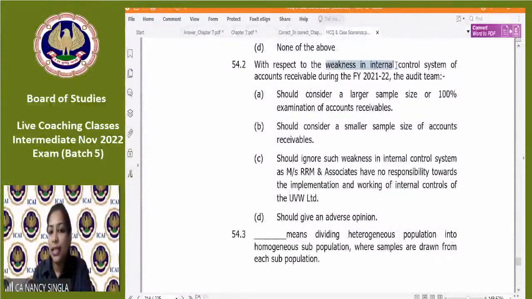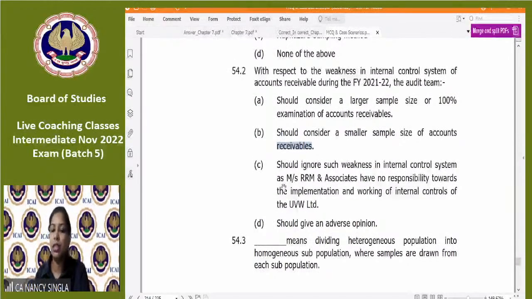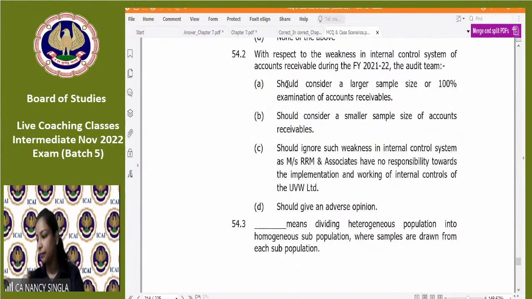With respect to weakness in internal control system of account receivable during financial year, the audit team should consider a larger sample size or 100% examination of account receivable. This is A. Should consider a smaller sample size of account receivable. नहीं, ऐसा तो नहीं होना चाहिए ना, because internal control weak है. Should ignore such weakness of internal control system as he has no responsibility. नहीं, this is also not correct. Should give an adverse opinion. No. So the answer is what? A. ठीक है, he should consider larger sample size.